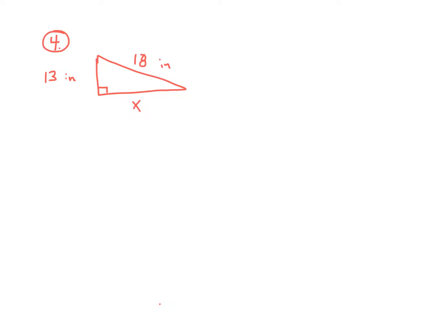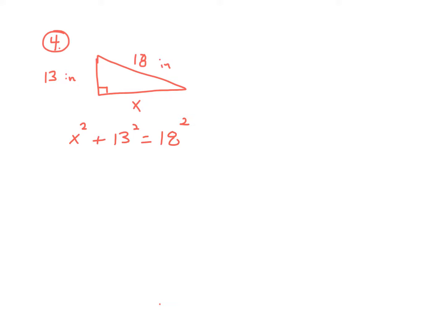This is just a straightforward Pythagorean theorem problem because we have two of the sides of a right triangle. This is just straightforward a squared plus b squared equals c squared. In other words, in this case, x squared plus 13 squared equals 18 squared, where 18 is the hypotenuse.